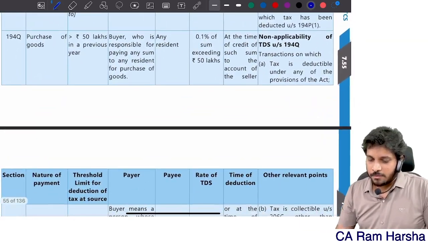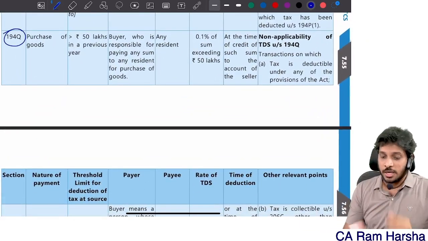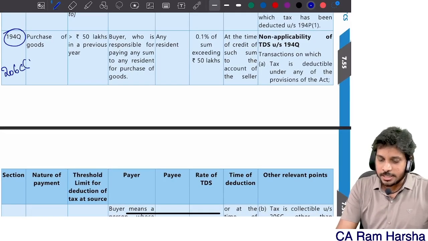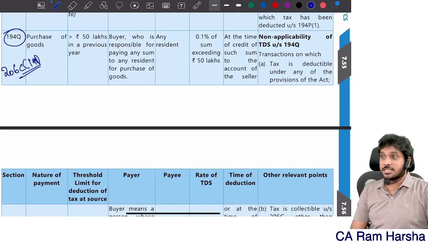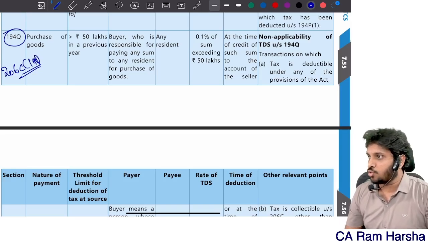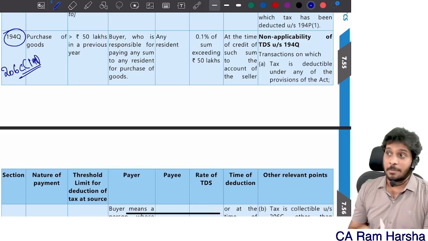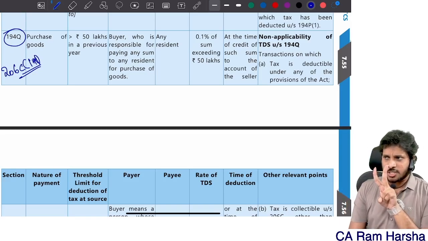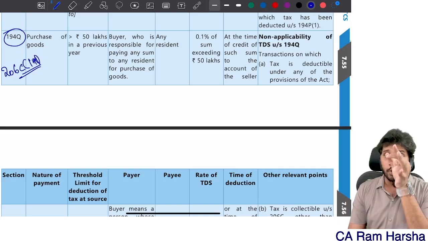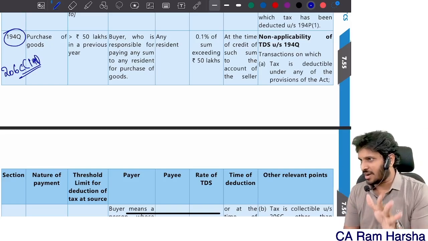Next, 194Q, purchase of goods. This section and 206C(1H), these two are interlinked. 206C(1H) is applicable to the seller of the goods. 194Q is applicable for the buyer of the goods. If both sections are applicable on a particular transaction, 194Q will apply, not 206C(1H).